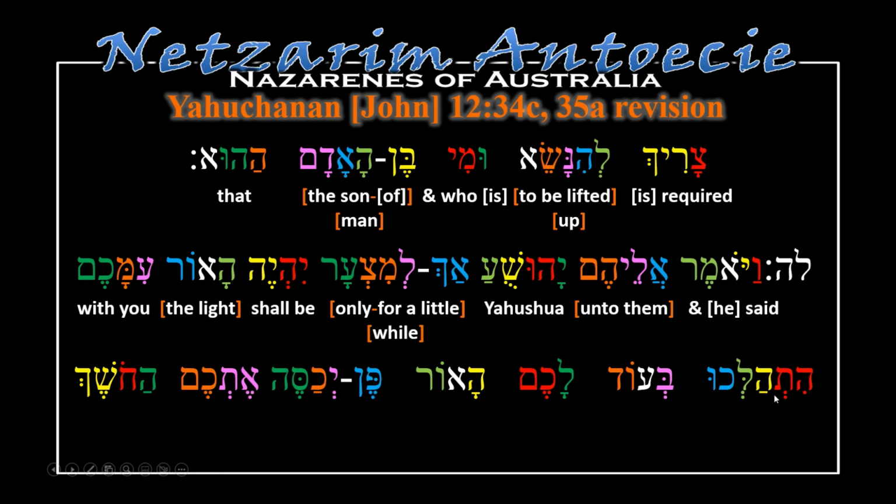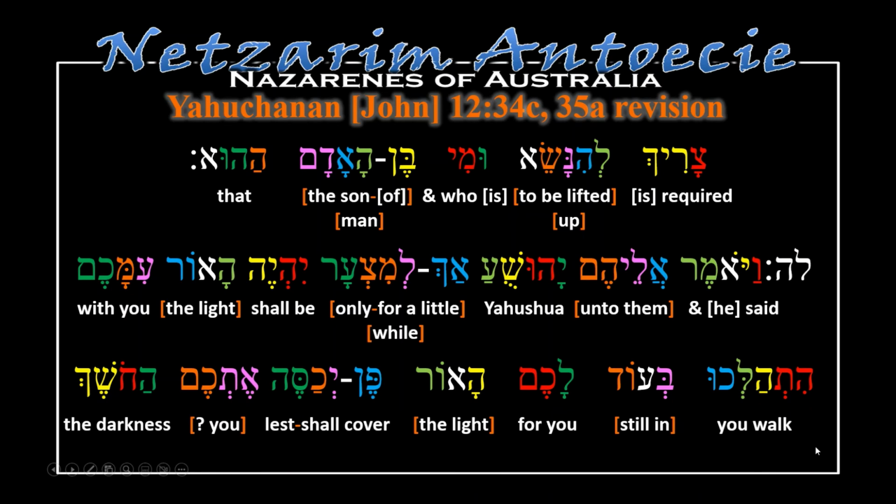And then we have halchu, which means you, that's the vav at the end, you walk. Ba'od, which is still in, lakem, for you, ha'or, the light, pen, lest, yaschik, shall cover, or shall be covered. Et kem, grammar marker, you, ha-choshek, meaning the darkness. You walk, that's an imperative, still in, for you the light, lest shall cover, grammar marker, you, the darkness.